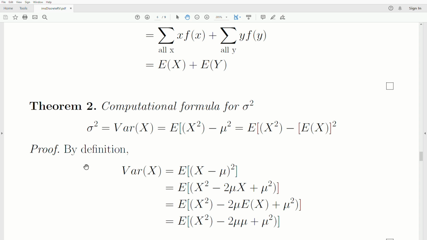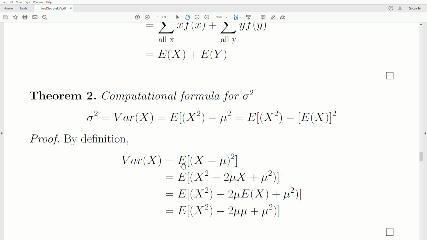So let's prove this. By definition, the variance of x is equal to the expected value of x minus mu, quantity squared. It's the average squared distance from the mean. Let's square that and you get x squared minus 2 mu times x plus mu squared. Well, expectation is a linear operator, so it goes into both of those terms, including the expected value of x squared.